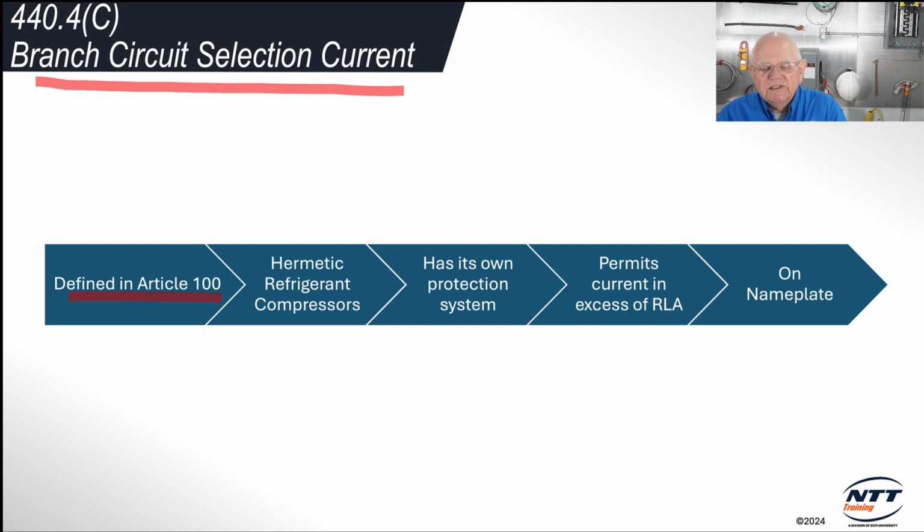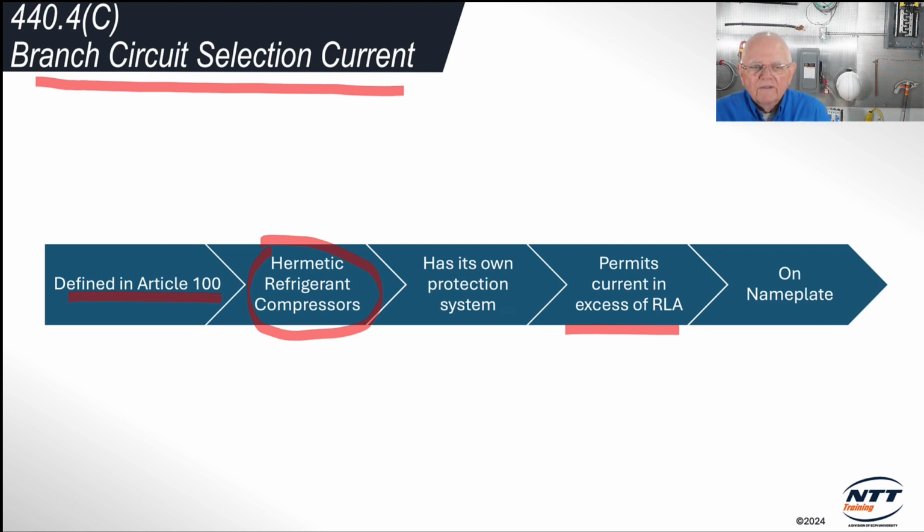Okay? But basically, it says it applies to hermetic refrigerant compressors and ones that have their own protection system. So it's not thermally protected on the inside. Typically, it's protected by an outside system, and that system permits current in excess of whatever the rated load amps would be, usually for a period of time. So really, you might say, well, I'm overloading my compressor.